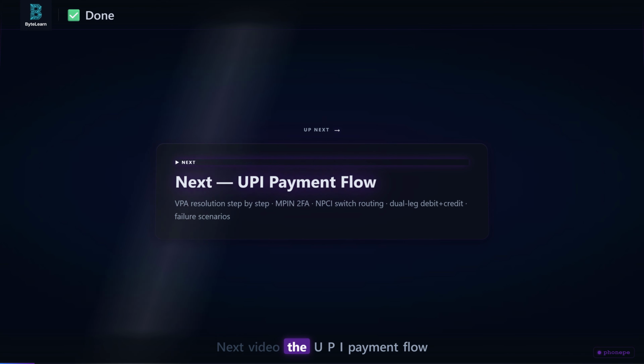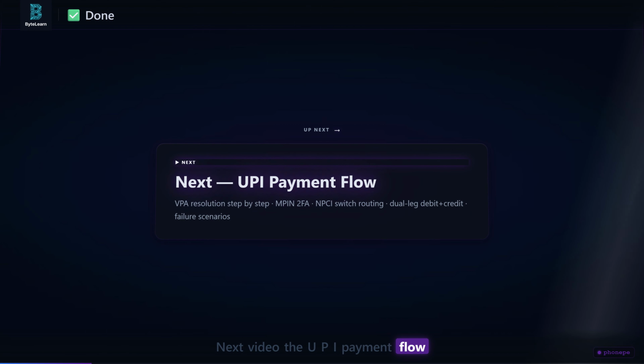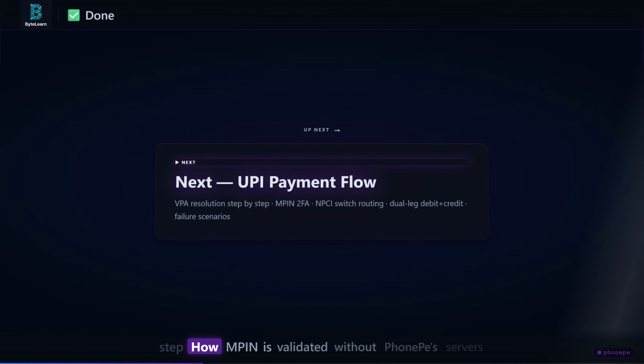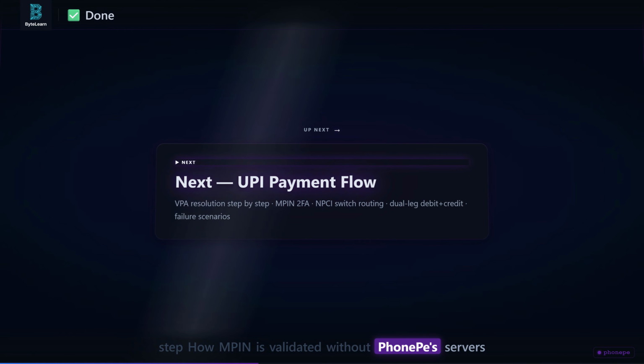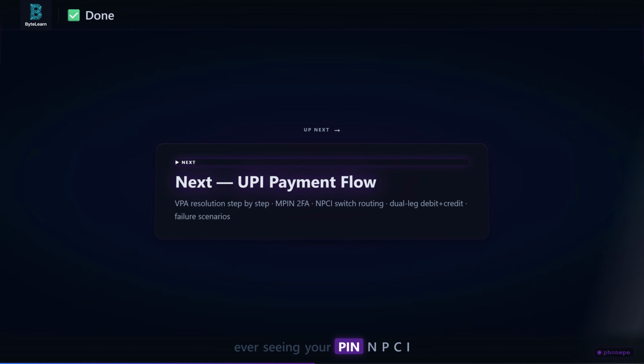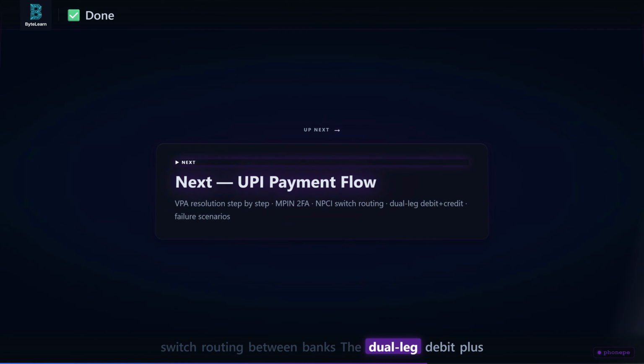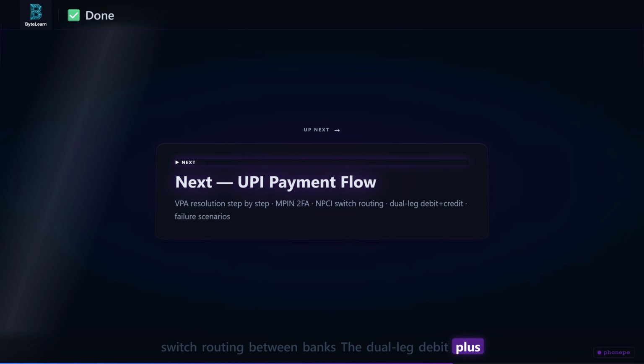Next video, the UPI payment flow in depth. VPA resolution step by step. How MPIN is validated without PhonePe servers ever seeing your PIN. NPCI switch routing between banks. The dual leg debit plus credit transaction, and the debit without credit failure scenario that haunts every UPI payment system.